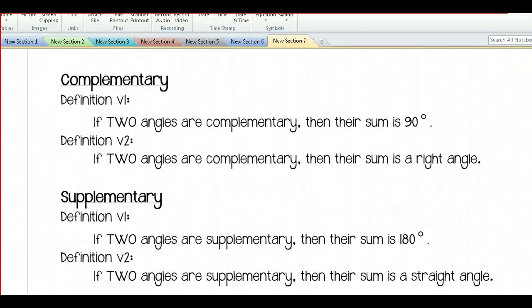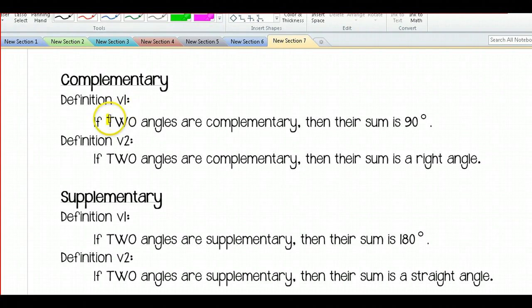So complementary, two different versions of the definition. The first one is if two angles, notice the word two, because it's only two angles. Because you could have three angles that add up to 90, but they would not be considered complementary because it's more than two. So if two angles are complementary, then their sum is 90 degrees. Or the other version, if two angles are complementary, then their sum is a right angle.